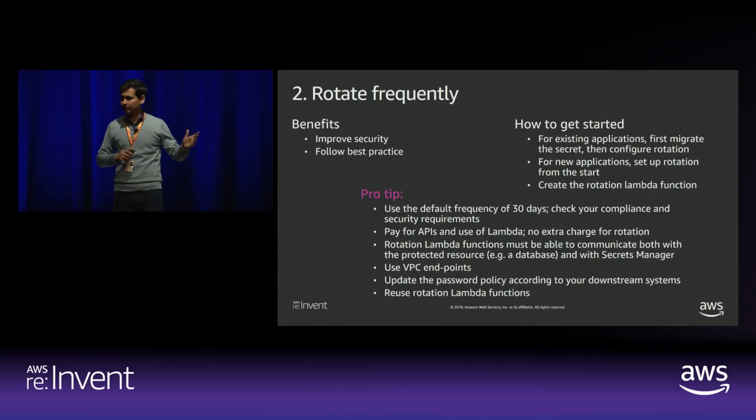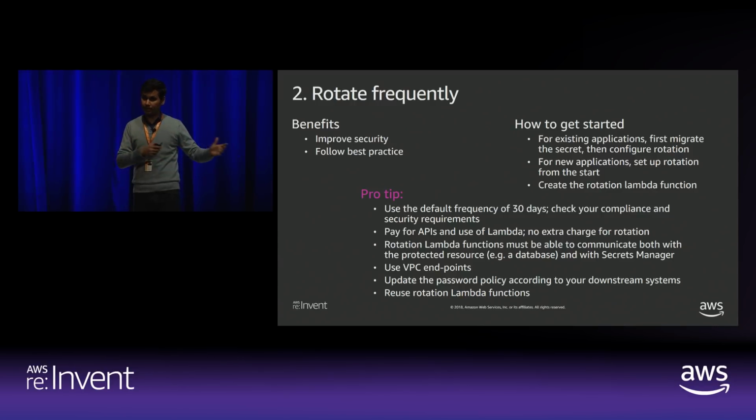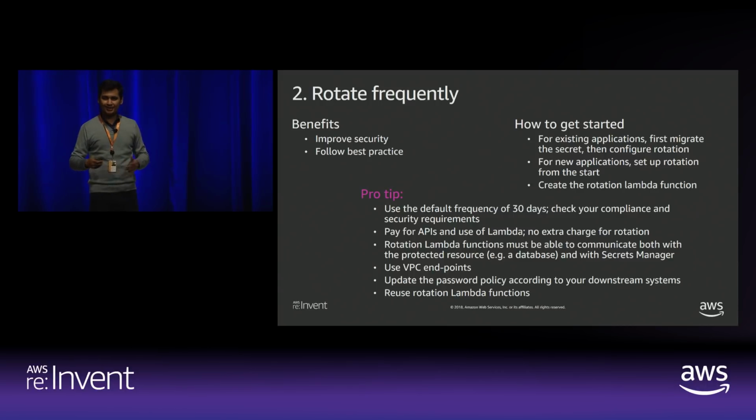As I showed previously, to execute rotation, Secrets Manager creates Lambda functions. Now, these Lambda functions require the ability to communicate with the target resource, so the database, as well as Secrets Manager. So make sure you've set up the appropriate gateways. And you can make that easier by using VPC endpoints. VPC endpoints is the recommended practice because now your application, as well as the Lambda, can talk to the Secrets Manager without going through the publicly accessible internet.